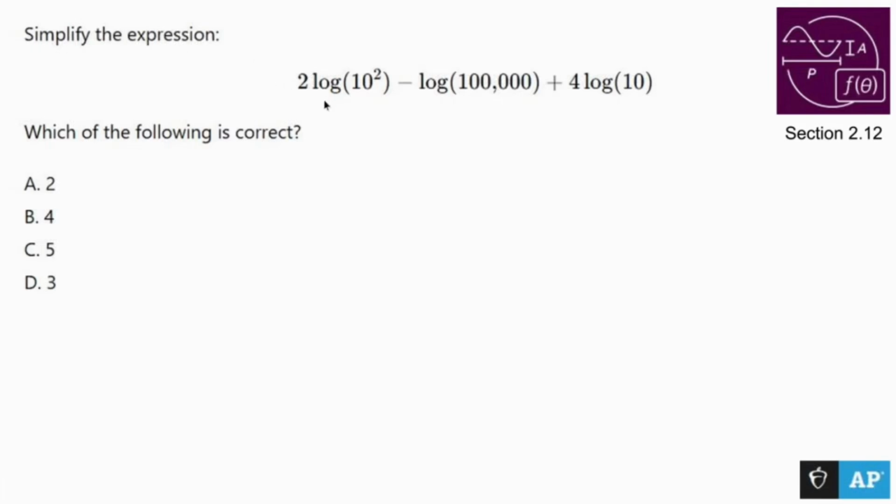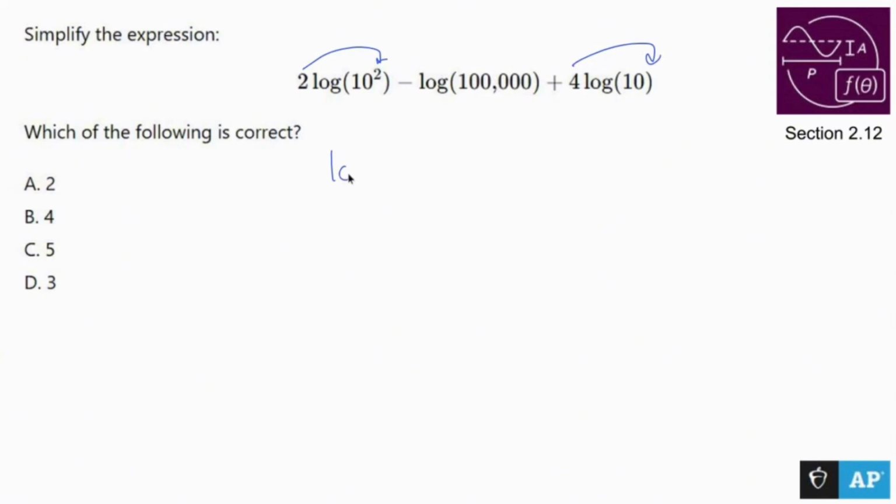Simplify the expression 2 log base 10 of 10 squared minus log base 10 of 100,000 plus 4 log base 10 of 10. All right, let's do this first. Let's move all the exponents up here.